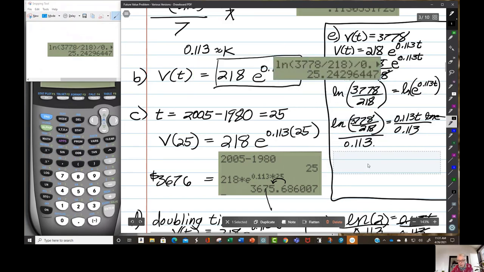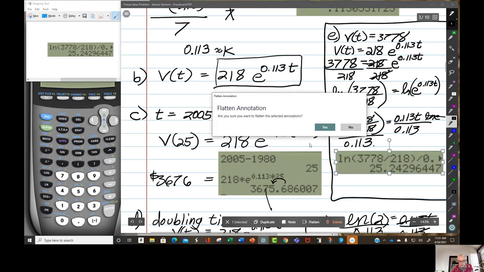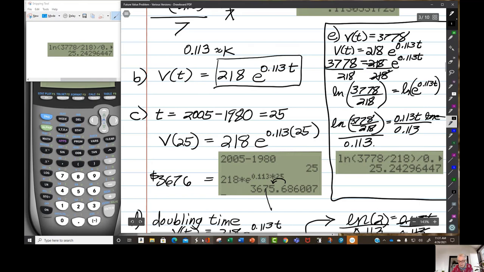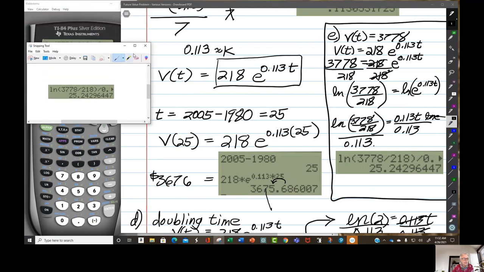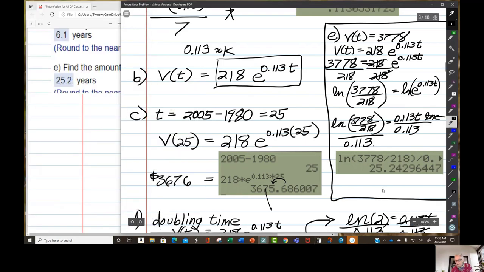To make it a lot smaller, but that's okay. All right, so a tenth, was that a tenth that I saw down there? Yes, 25.2, that's one tenth, one decimal place. The four will not cause the two to go up to a three.